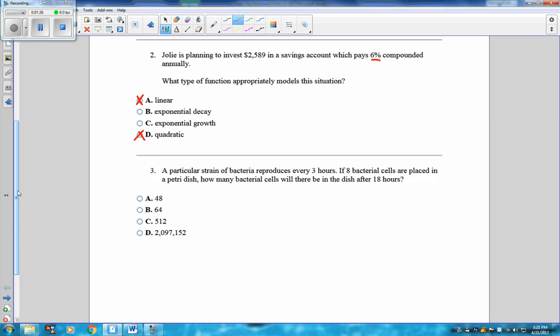Now, when you're being paid a compounded interest annually, that means you're getting paid more money. So that means that your final cost is going to increase. So if your amount of money that you have increases, then you're going to have an exponential growth and not a decay.